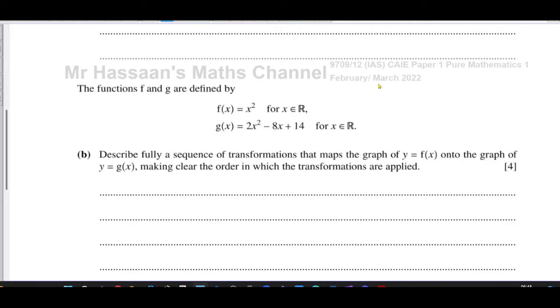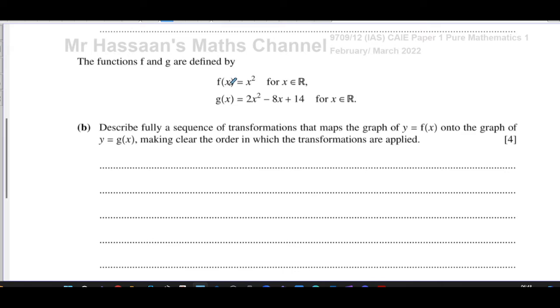Now for part B, it says the functions f and g are defined by f of x equals x squared, where x has a domain of all real numbers, and g of x equals 2x squared minus 8x plus 14, which is our expression that we just dealt with. And again, x is an element of all real numbers. There's no restriction on the domain for either of those. It says describe fully a sequence of transformations that maps the graph of y equals f of x onto the graph of y equals g of x, making clear the order in which the transformations are applied.